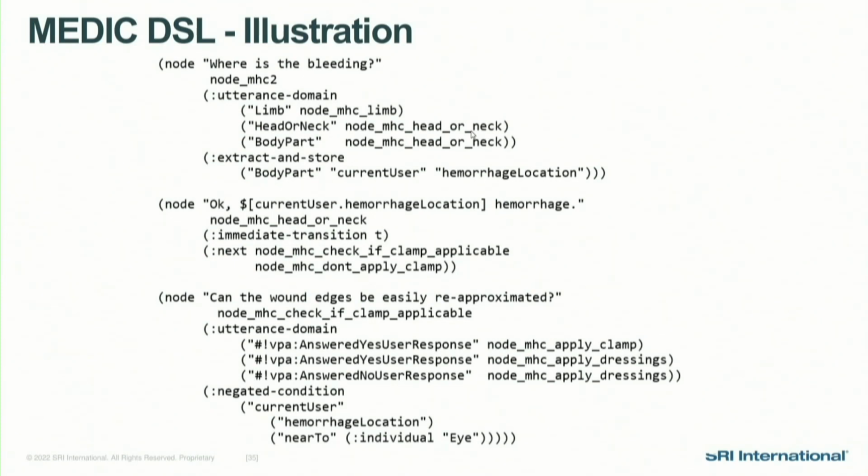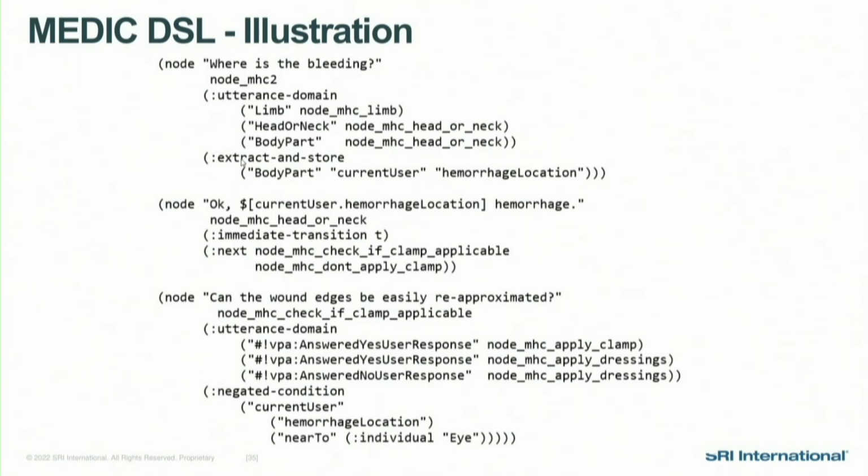Note that there is still a domain-specific ontology behind. For example, body parts, limbs, head or neck, etc. are all classes in the MEDIC ontology. Let's assume the user answered the question by replying, the bleeding is in the face, right? And then due to the ontology, the system will realize that face is subsumed by head or neck, so it should transition into this successor node here, the head or neck treatment node.